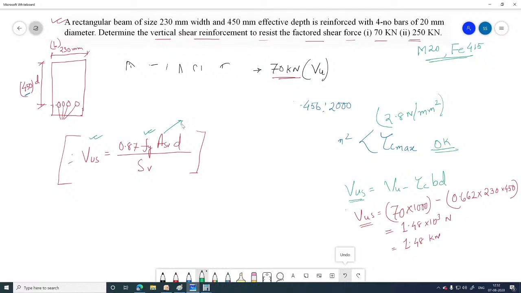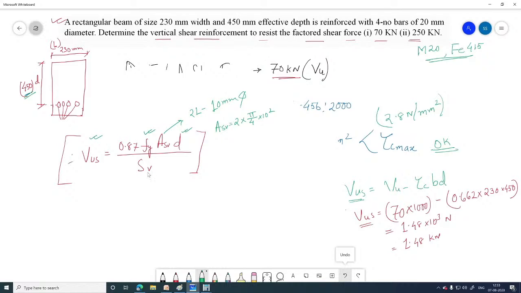ASV, that means we need to consider here, in previous problem we have considered 2 leg stirrup at 10 mm dia, right? Here we will consider the same thing, that means 2 leg stirrup and having 10 mm dia. So what will be the value of ASV? ASV will be 2 into, as it is 2 leg stirrup, and the cross sectional area of 10 mm dia bar is pi by 4 into 10 square. Okay, so this is the value of ASV. The value of d is also known, that is 450 mm, right? ASV we need to calculate.